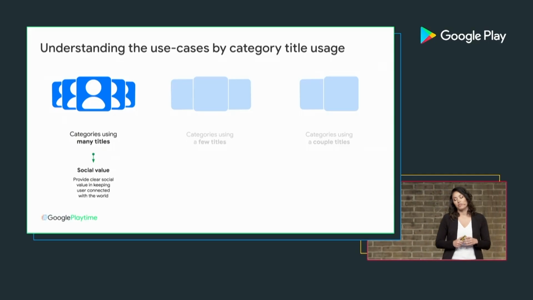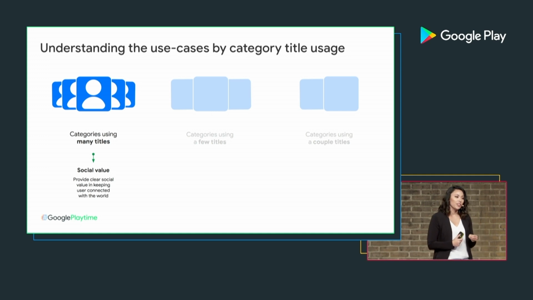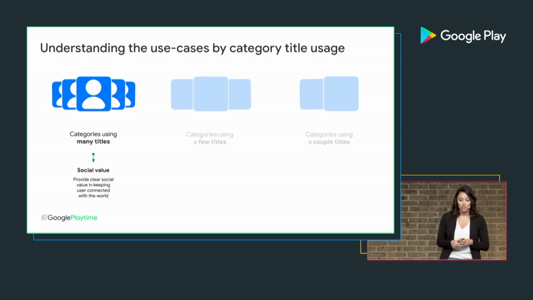Now, just for ease of the analysis in this presentation, I'm excluding more utility-based categories, so things like tools or personalization are excluded, and that's just because I didn't think they were as relevant for you today. But let's go through the use case descriptions for each of these groupings. Starting with categories that have users engaging with many titles. These are inclusive of categories that provide some type of social value to the user. They're anchored on the idea of connecting the user to the rest of the world.